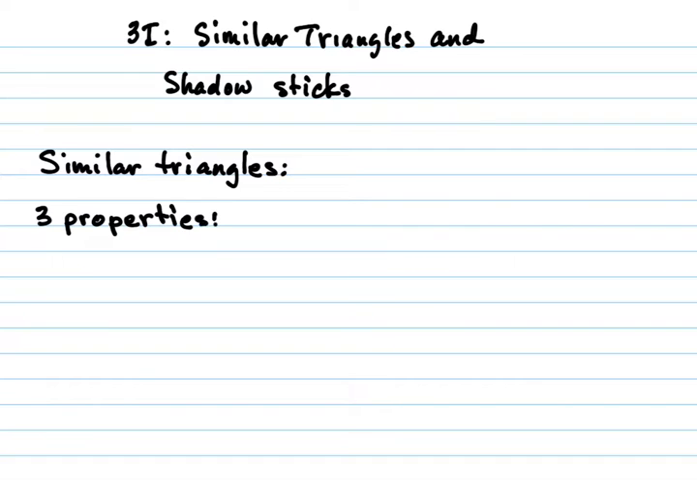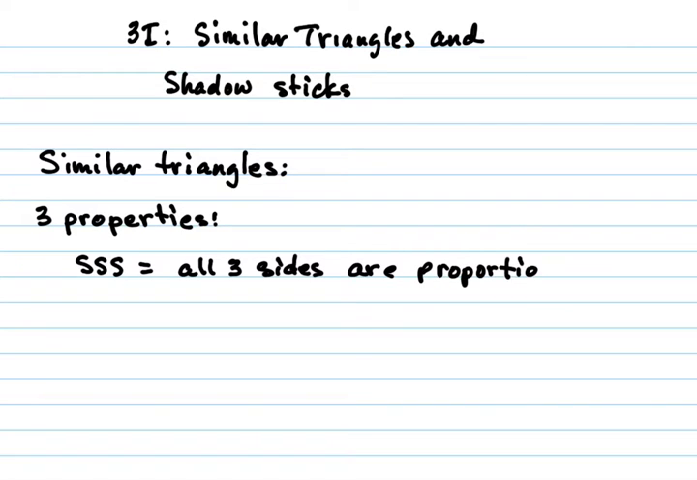Now, you cannot use any more than these 3 unless there's one more extra one that's for a right angle triangle, but we're not worried about that right now. So the first one we're going to talk about is called side, side, side. And that's where all 3 sides are proportional. And remember, that means the same ratio.